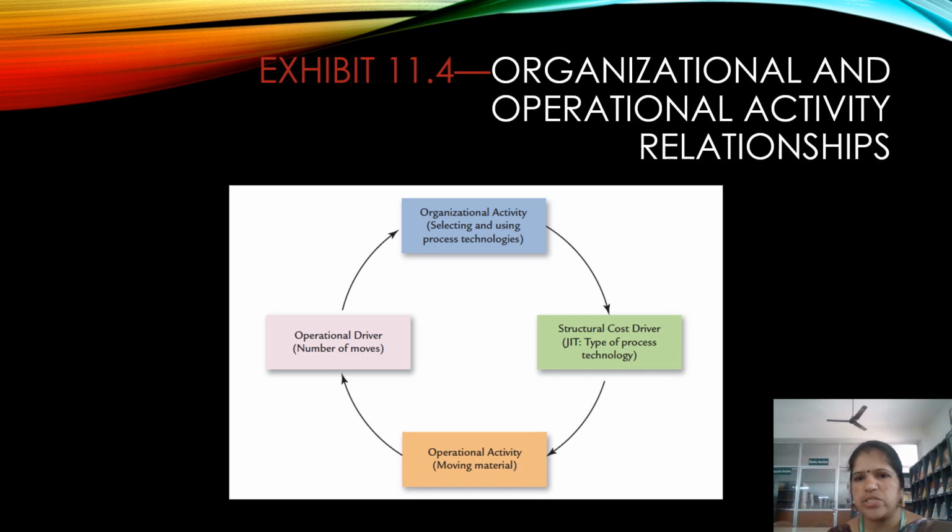Next, we see the organizational and operational activity relationship. Under this, the organizational activity is selecting and using the process technology. Second, the structural cost driver is the type of process technology. Third, the operational activity is moving material, and the operational driver is the number of moves.